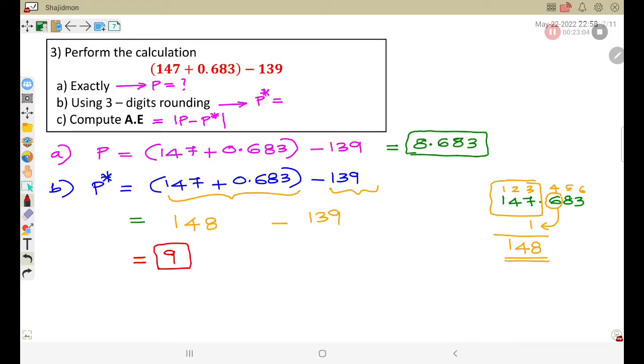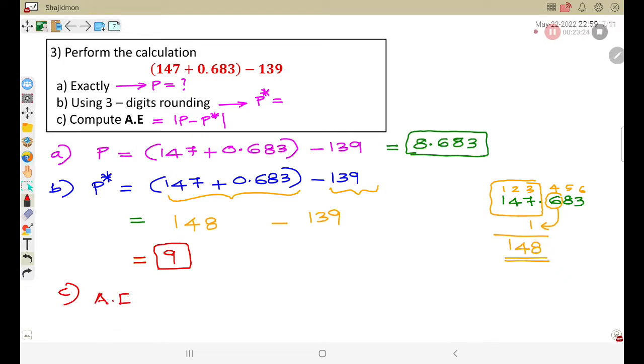P star value equal to 9. So we got P number and P star number. You can compare those two number. P number is 8.68. P star number is 9. See, it is near number, correct? Close number. 8.68 and 9. Now go to the C part now.